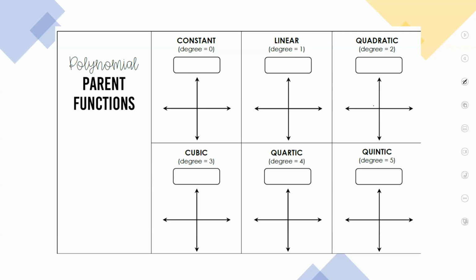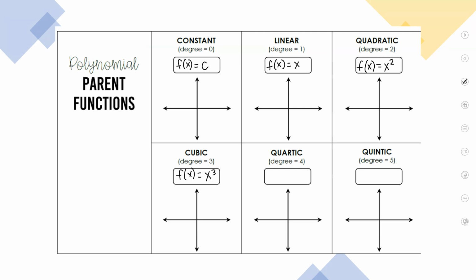Okay, so here are the parent functions of polynomials. A constant, f of x can just equal any number. I'm just going to put c. You can choose whatever number goes in there. Linear, f of x equals x. Quadratic, f of x equals x squared. Cubic, f of x equals x cubed. And we're going to call these just polynomials.